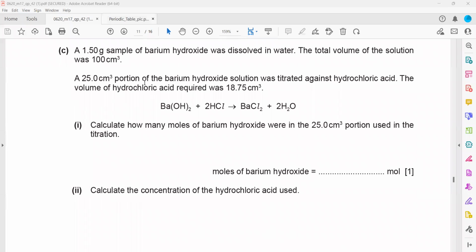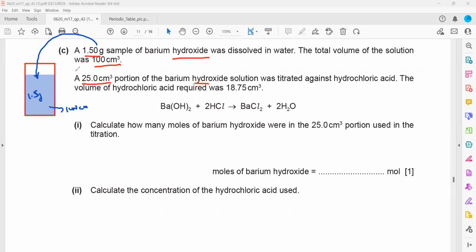The next part, C: 1.5 grams of barium hydroxide was dissolved in water. We make a solution, and the total volume of the solution is 100 cm cube. Out of the 100 cm cube, we took a 25 cm cube portion. What we did was take 100 cm cube of water and add this 1.5 grams of barium hydroxide to it.